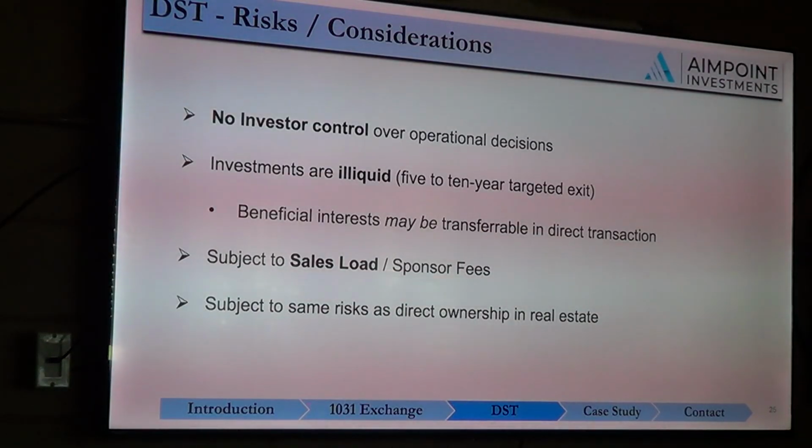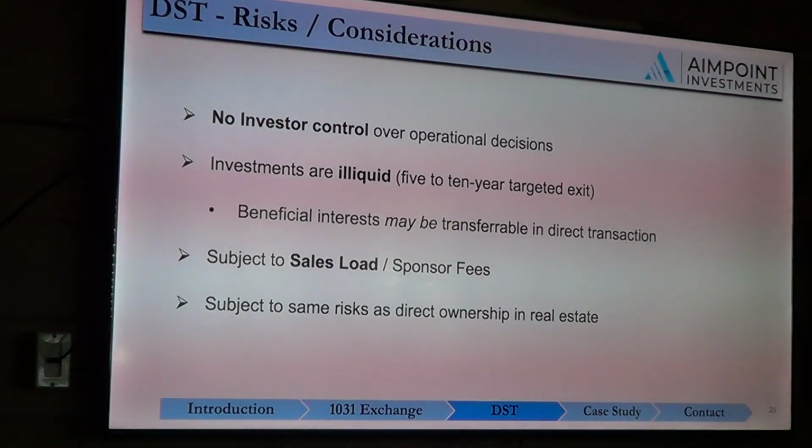We can transfer, in most cases, those beneficial interests that represent our ownership. We can transfer those in a direct transaction, but there's no marketplace to do that. So we encourage an investor who's considering a DST to be prepared to own the property up to 10 years. There are fees involved and they're built into the structure, so the sponsor and sales offices need to collect a fee. And then finally, these are still real estate investments.